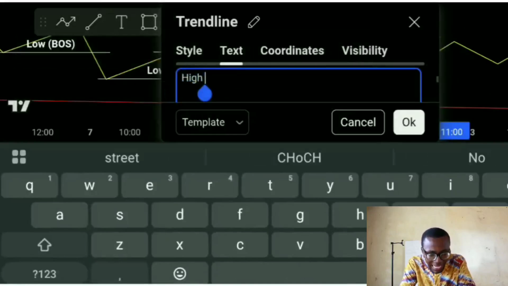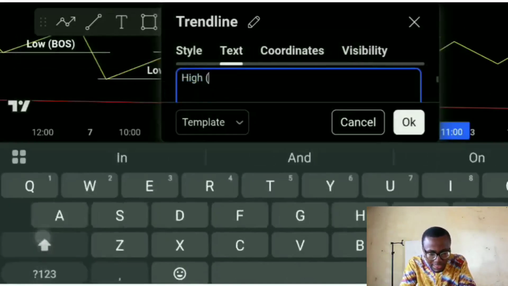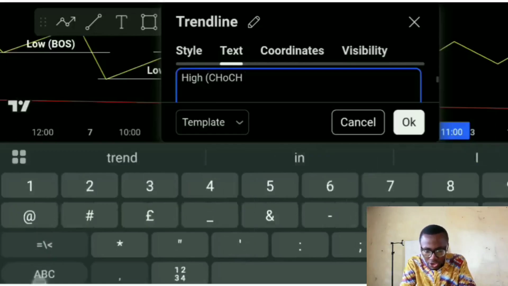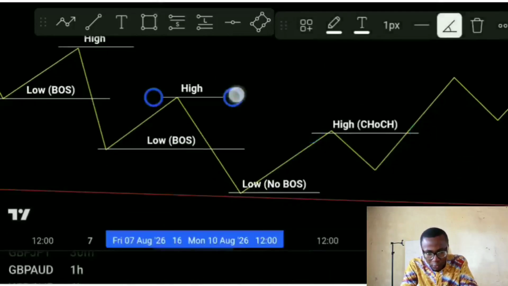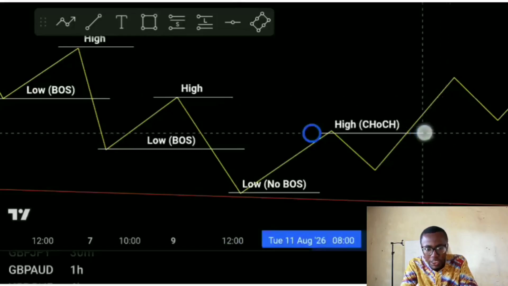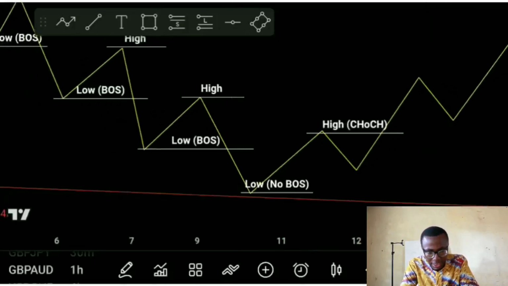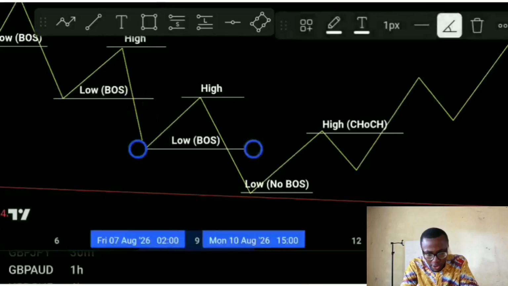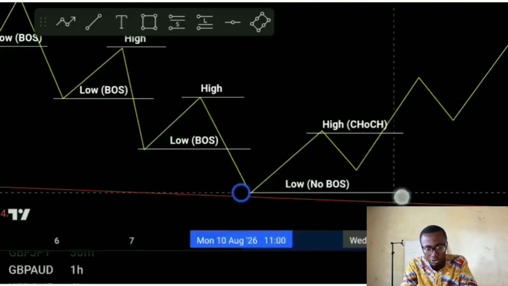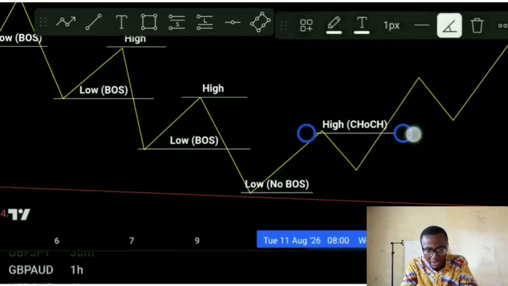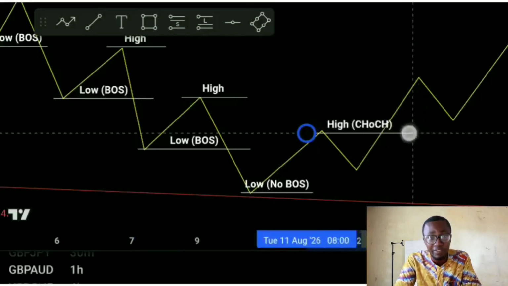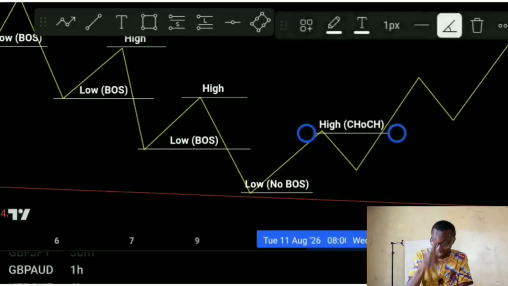So whenever the high is broken in what? In a downtrend, it is called change of character. Are you seeing? So this high, it was a high, but this high is now called change of character. This low is a break of structure, this low is a break of structure, but this low is not a break of structure. Now, this high, no break of structure; in this high, there's a break of structure. So whenever the high is broken in a downtrend, it's called change of character.